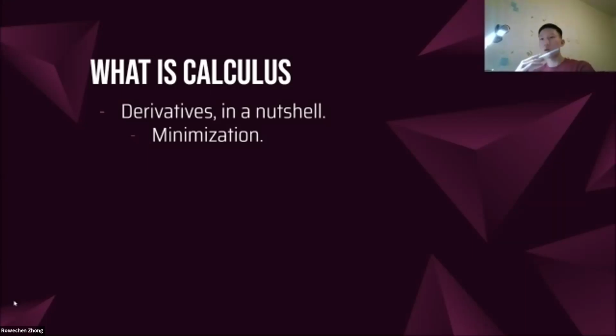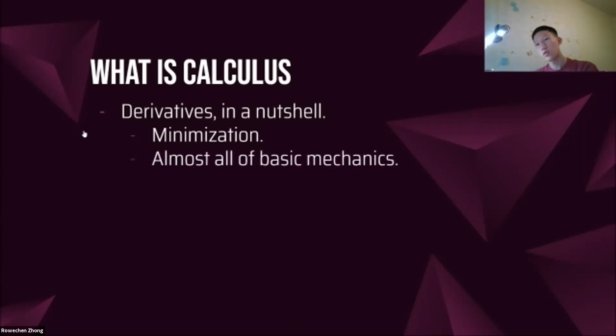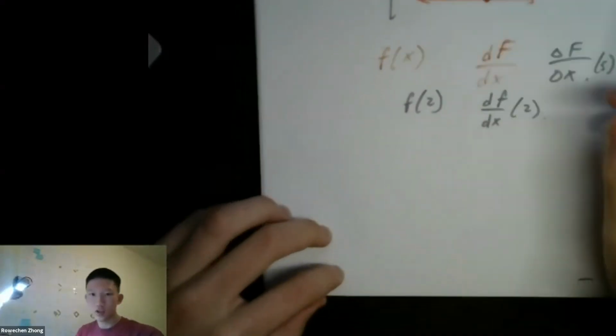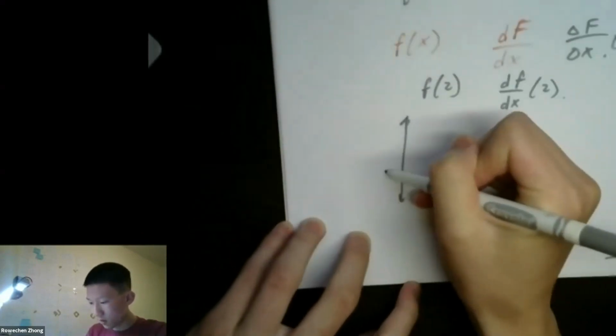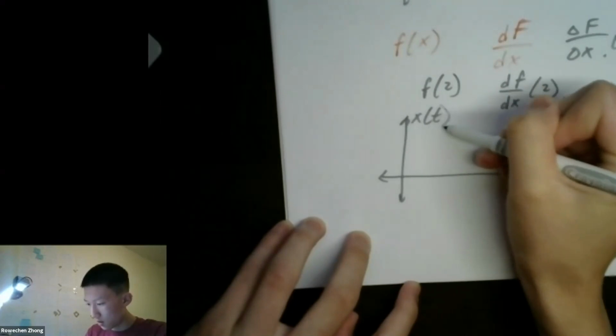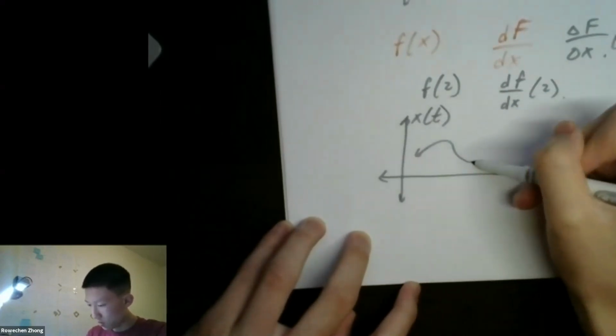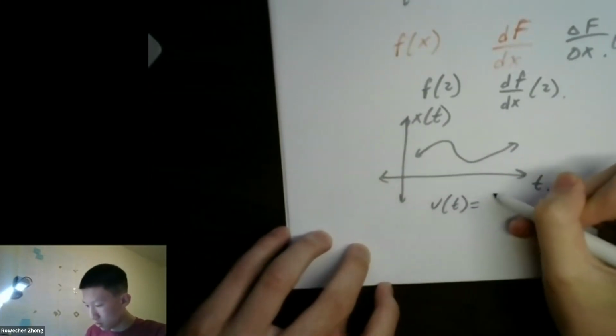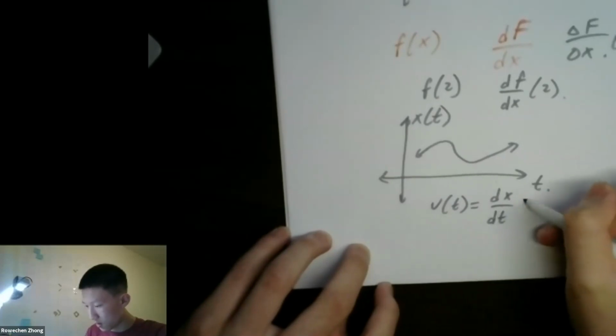We're only going to be looking at the minimization part of the derivative. So actually, we're probably going to go beyond that. That's okay. Minimization. Almost all of basic mechanics, if you understand derivatives, you can do all of it. For example, what is velocity? Velocity is change in x over change in time. So if I draw x of t, and here's a trajectory, if I want to find the velocity, it's really just the derivative of x with respect to time.